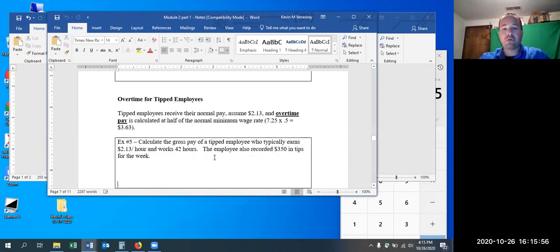When you're a tipped employee, the $2.13, if you do make overtime, the employer doesn't pay you half of the $2.13 time and a half. They have to actually pay you half of the normal overtime rate.